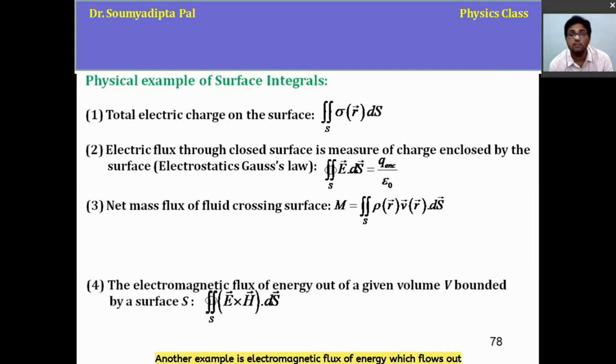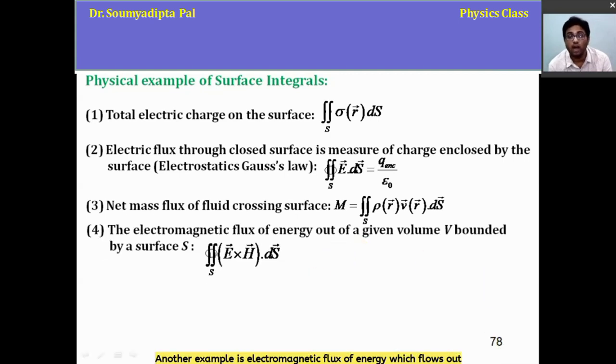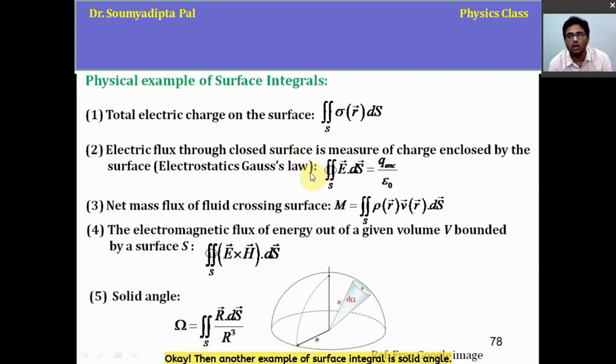Another example is the electromagnetic flux of energy which flows out of a given volume V bounded by a closed surface S, and it can be represented by this equation. Here this E cross H is called the Poynting vector, and this will be discussed in the lecture series on electromagnetic theory, not here.